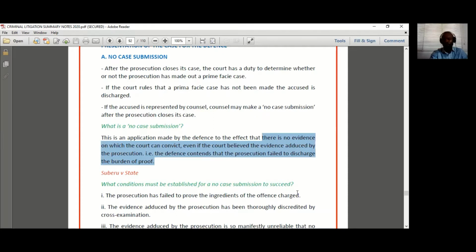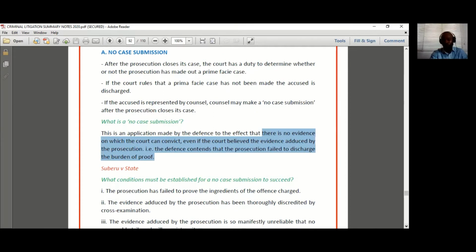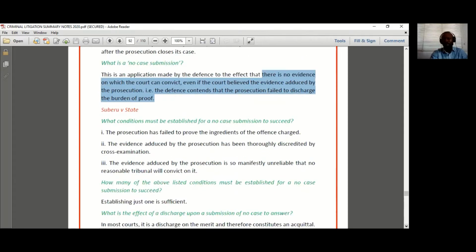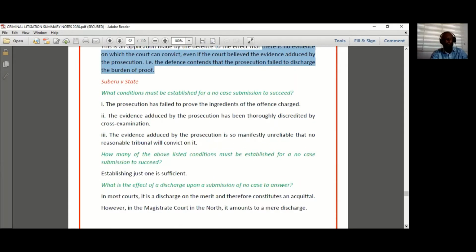his innocence, because remember that in a criminal trial there's a presumption of innocence, and so it's the job of the prosecution to prove the guilt of the accused person. It is not the job of the accused to prove his innocence. So when he makes this application, you see that it may succeed in certain circumstances.